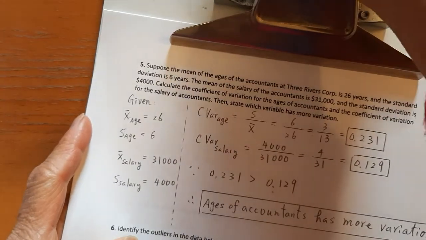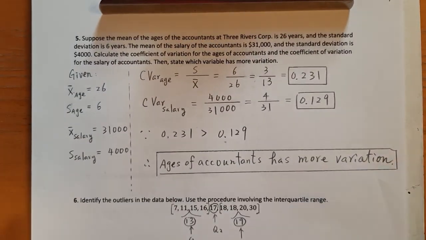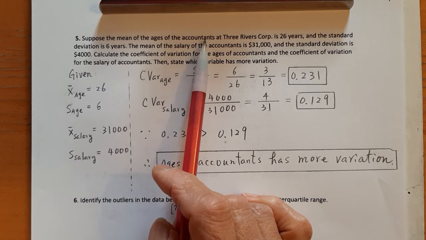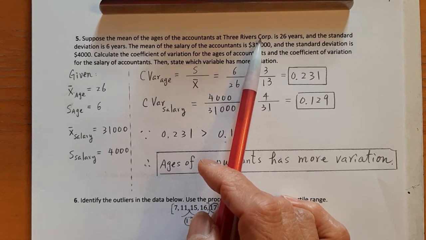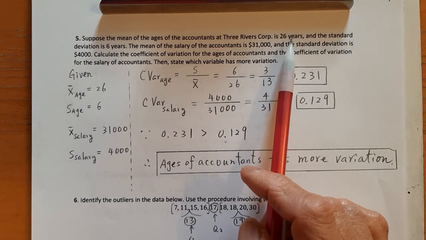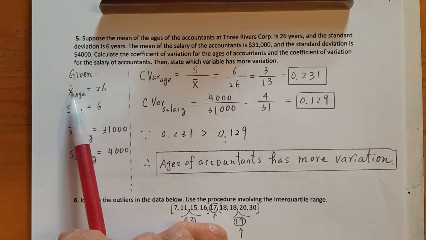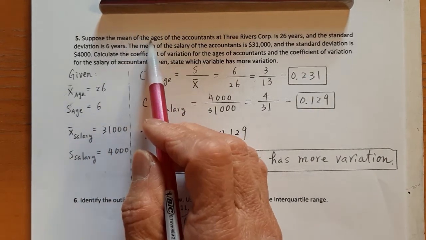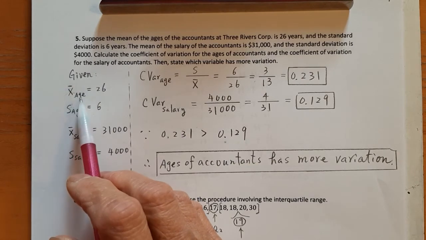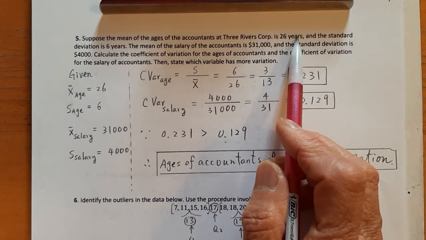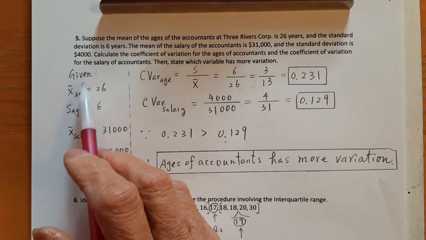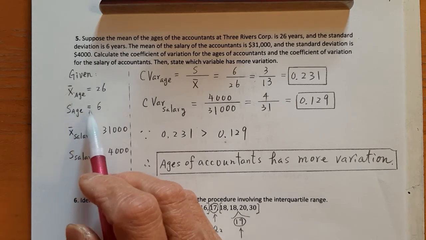Then question 5. Suppose the mean of the ages of the accountants at Three River Corporations is 26. Here is a sample. The mean is X bar for the age. So X bar age is 26 years, and the standard deviation is 6 years. So S, because it's a sample, S age is 6.